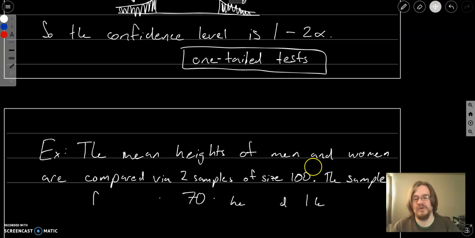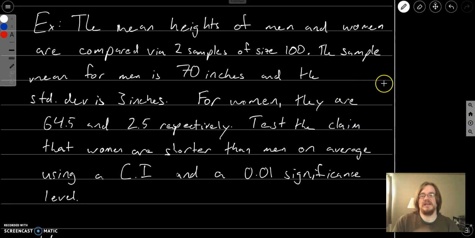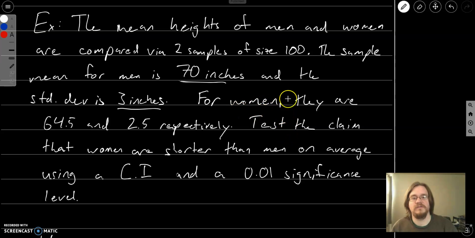Let me quickly go through an example. So let's say that we want to test whether men are taller on average, or women are shorter on average than men. So we perform a hypothesis test. The mean height of men and women are compared via 2 samples of size 100. So we measure 100 men and 100 women. The sample mean for the men is 70 inches, but the standard deviation is 3 inches for the sample of 100 women.